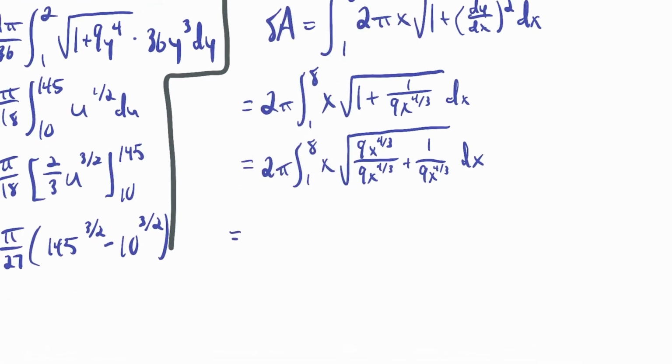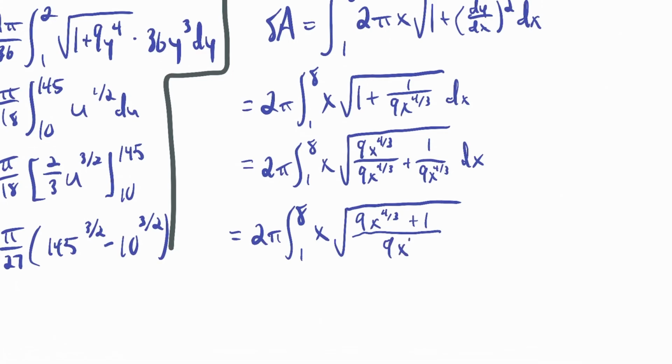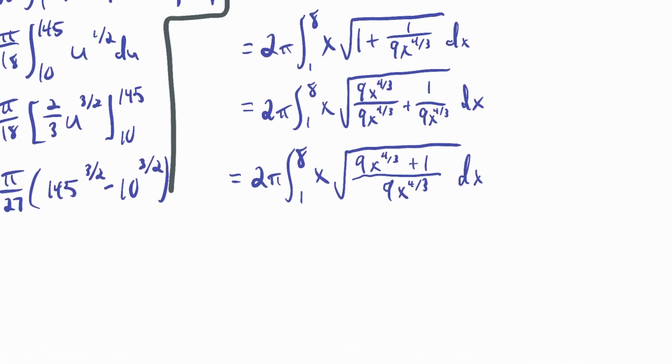So this is the integral, 2 pi times the integral from 1 to 8 of x times the square root of 9x to the 4/3 power plus 1 all over 9x to the 4/3 power dx. Okay. And at this point, you might start thinking, I don't know about this. This is getting to be a bit much. So 2 pi times the integral from 1 to 8 of x.